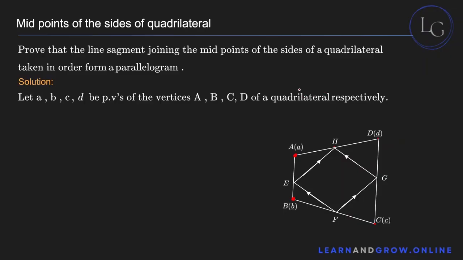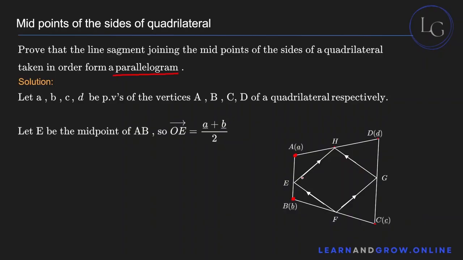So, basically what the question asks is that we need to prove that the line segments joining the midpoints of the sides of the quadrilateral, taken in order, form a parallelogram, right? We need to prove that when you join the midpoints of each of the sides of the quadrilateral that is given to us, it forms a parallelogram.